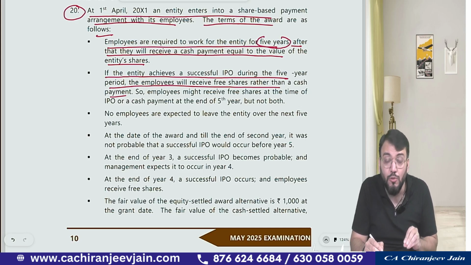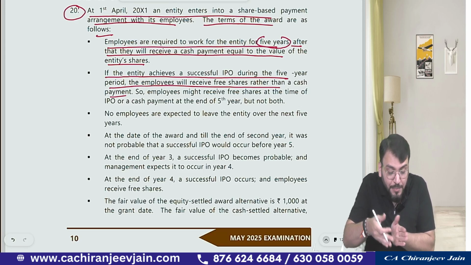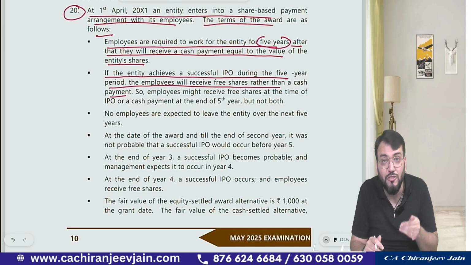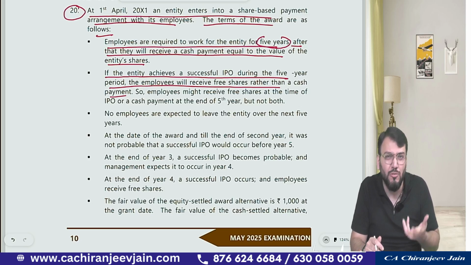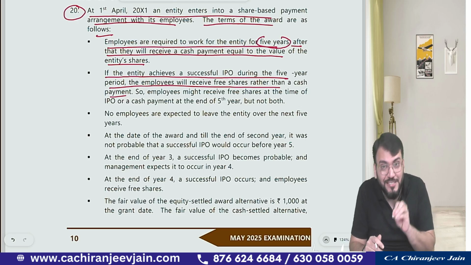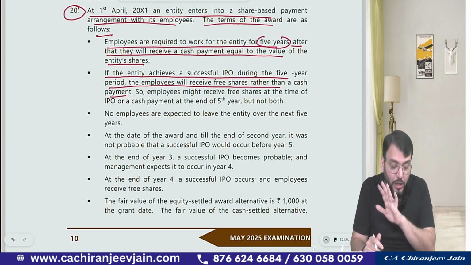Means right now we don't know. It is based on what? It is based on the achievement of that target, which is a successful IPO. And here the option has not been given to the employee. It is based on some expectation, the expectation of the entity. So it becomes an SBP plan with cash alternative where the option is with the entity, correct? Now whether to give cash or whether to give shares, that is with the entity. Got this point? Yes sir.